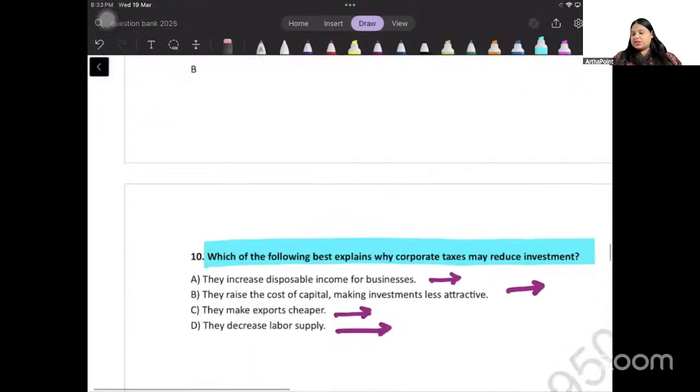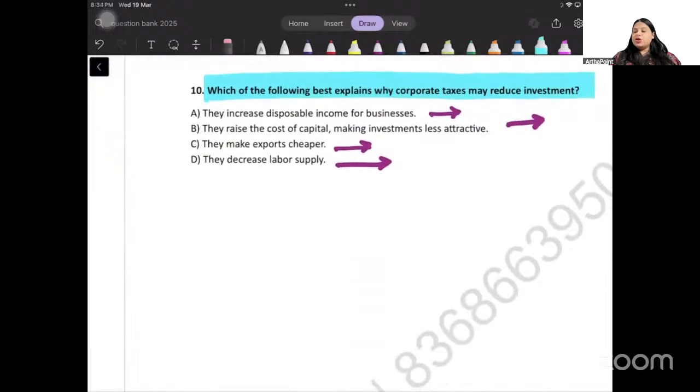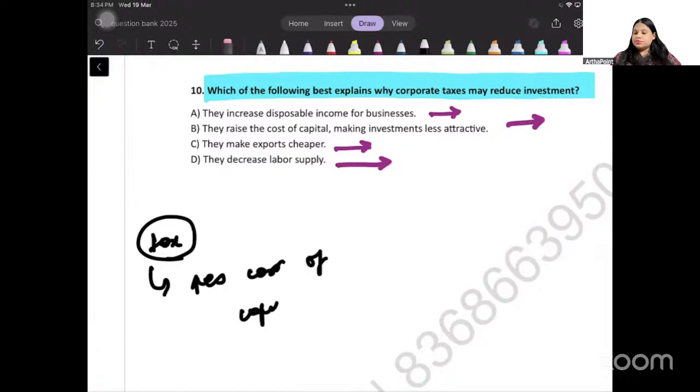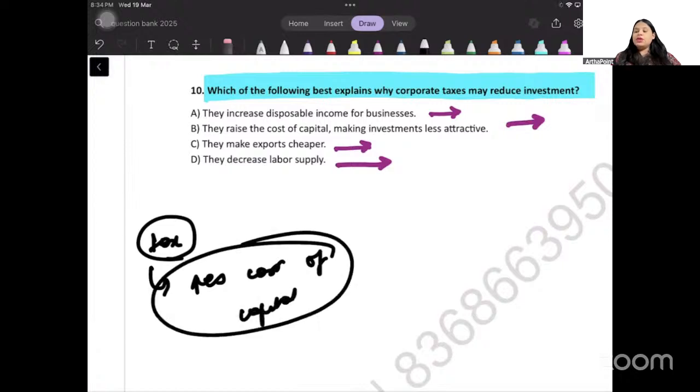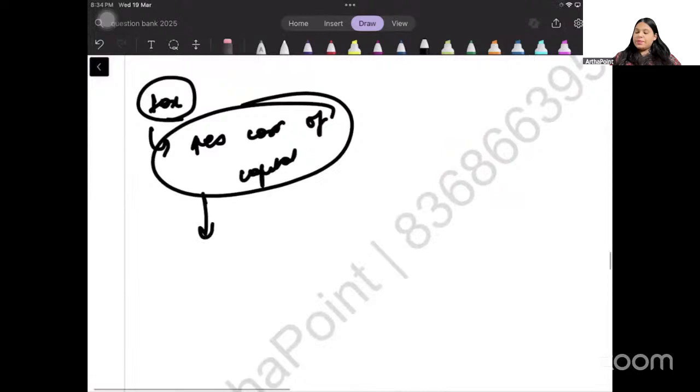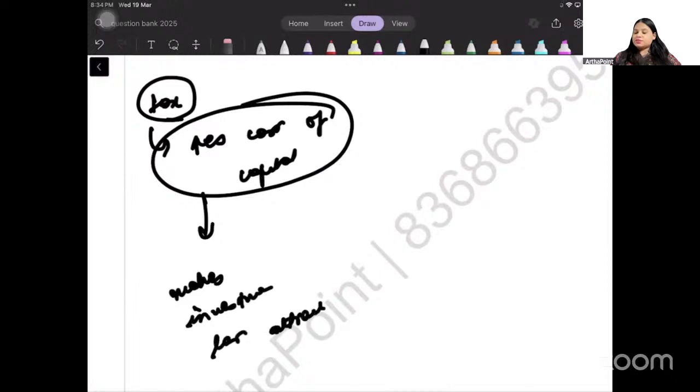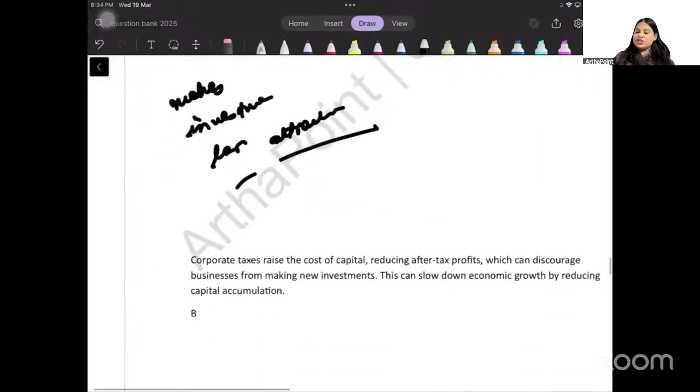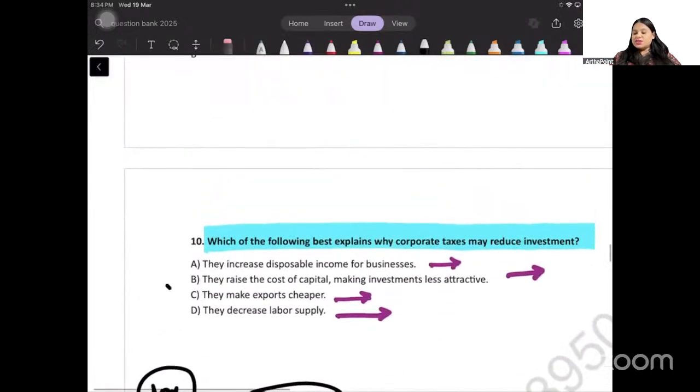Okay, that is correct. Yes, all of you are right. So basically, when you put tax, it increases the cost of capital, right? So when it increases the cost of capital, it makes investment less attractive, because capital is now more expensive, so investment becomes less attractive. So the answer is B. B is the correct answer.